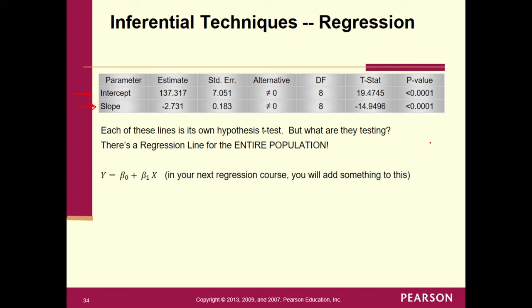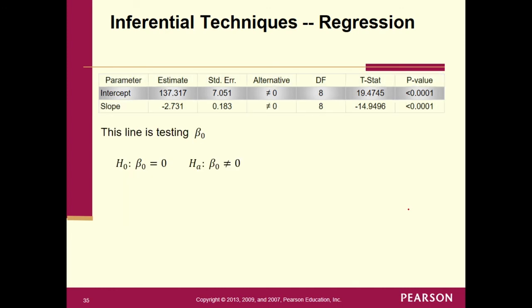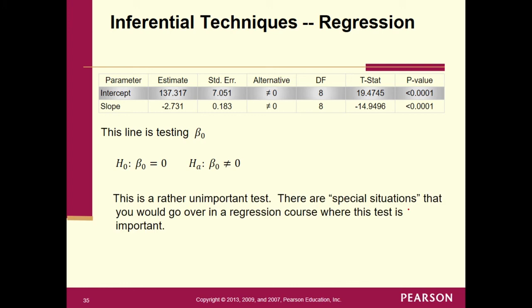In your next regression course, we would add something to this, but for right now, let's keep it simplified. Notice here, instead of using B0 and B1, we're using beta sub 0 and beta 1 in the model. Beta sub 0 is the population y-intercept. Beta 1 is the population slope. So this first line is testing if the population y-intercept is equal to 0 versus not equal to 0. The honest truth is that this is rather an unimportant test. There are special situations you would go over in a regression course where this test might be important, but you have to have a real specific reason to take a close look at it.